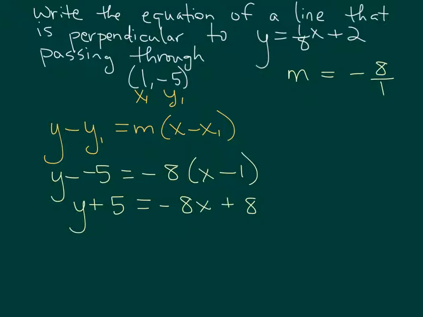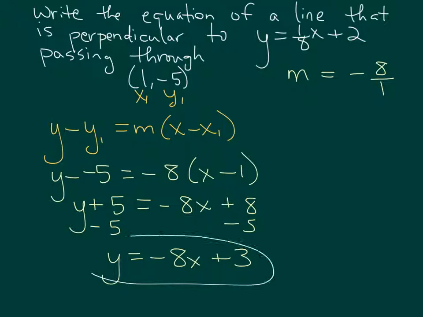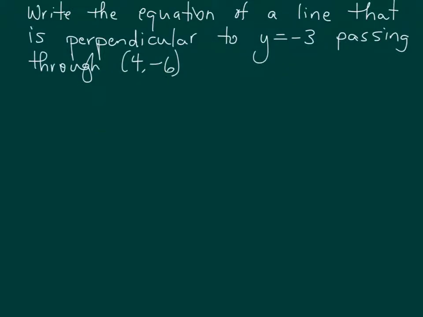Now, again, you guys have been rocking this out. I'm going to subtract 5 from both sides. And I am left with, for a final answer, y equals negative 8x plus 3. That is my final answer for this equation, going back to, again, perpendicular to this line that passes through that point. All right, so another one of these special rules.